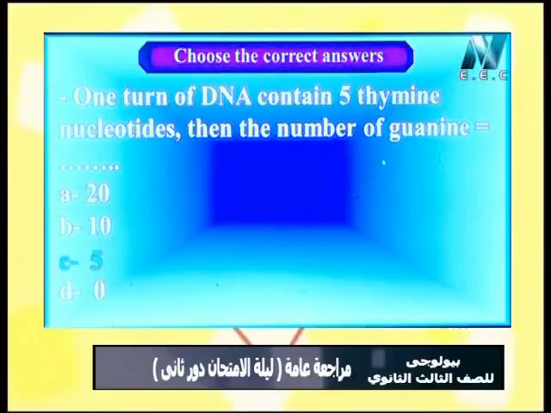تقول لي ازاي بقى دي؟ لان احنا قلنا ان ال1 تيرن دي consists of 10 pairs of nucleotides. طب ال 10 pairs دول لو انا قلت ان هم 10 pairs يعني 20، يبقى لما اقول 5 منهم ثايمين يبقى ال5 اللي باقيه تبقى ادينين، يبقى فاضل ال10 اللي باقيه دي 5 جوانين و5 سيتوسين وكده. يبقى احنا قدرنا نجاوب على الجزئيه دي.